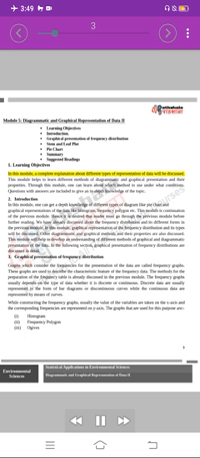1. Learning objectives. In this module, a complete explanation about different types of representation of data will be discussed. This module helps to learn different methods of diagrammatic and graphical presentation and their properties. Through this module, one can learn about which method to use under what conditions. Questions with answers are included to give an in-depth knowledge of the topic.